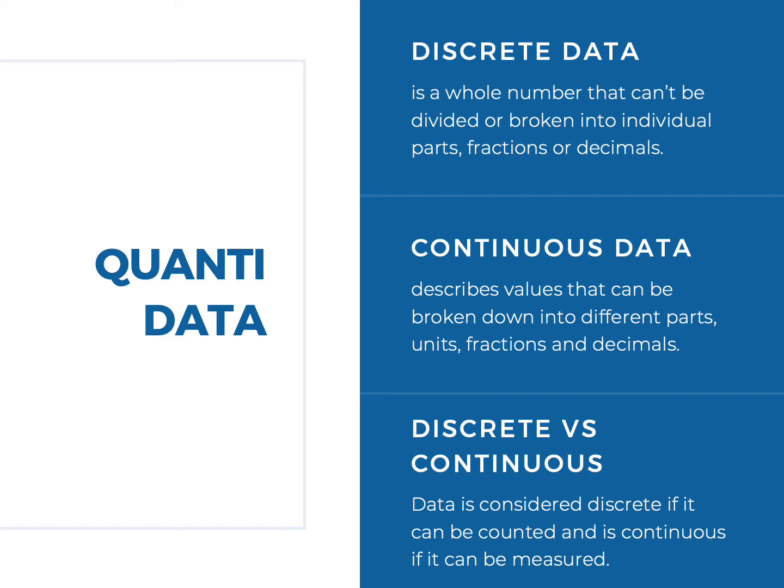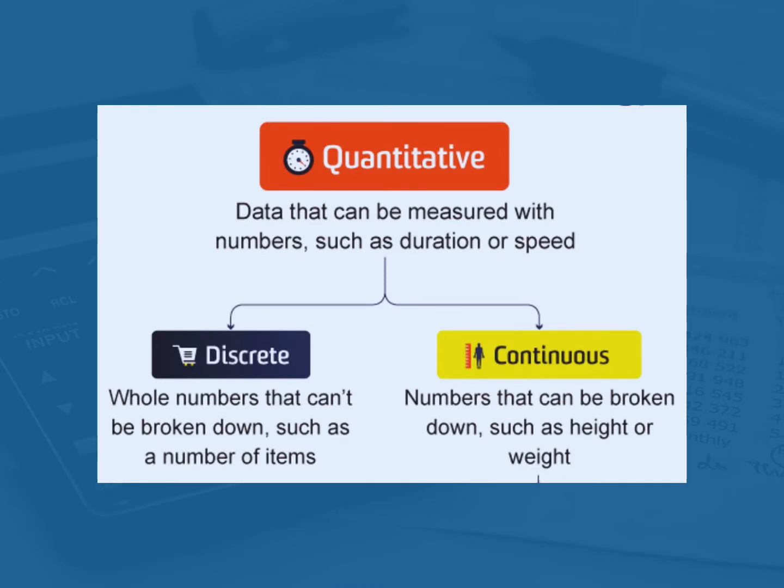Continuous data, on the other hand, describes values that can be broken down into different parts, units, fractions, and decimals. Continuous data points, such as height and weight, can be measured. Time can also be broken down by half a second or half an hour. Temperature is another example of continuous data. Someone can count students, tickets bought, and books, while one measures height, weight, distance, and temperature.